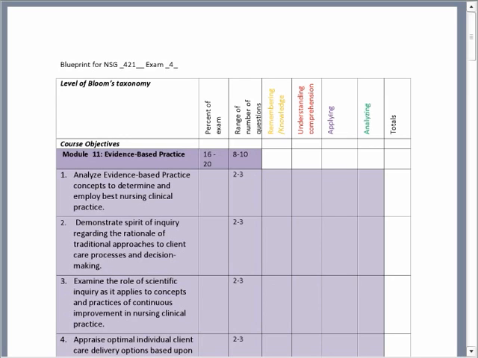So the fourth objective says, please appraise optimal individual client care delivery options based upon current evidence, client values, cultural needs, and clinical expertise. Well, what that means is, how do you evaluate that patient care based on that most current evidence, okay? Kind of exactly what the last one said.